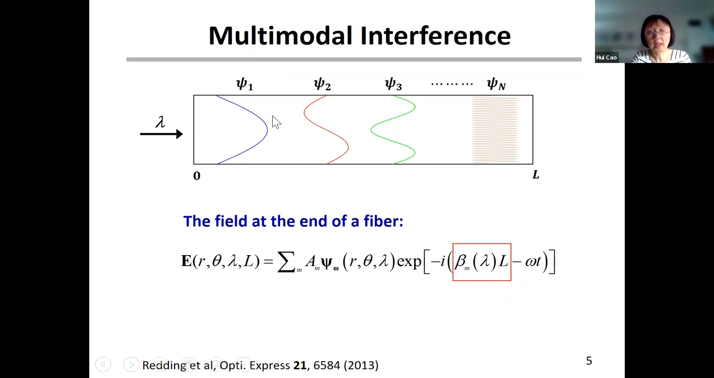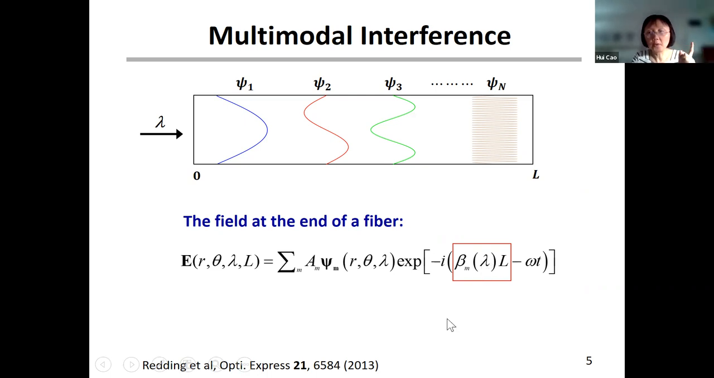So let's consider a multimode fiber. It excites many different guided modes when a frequency is launched in. Each mode has a different propagation constant, which depends on frequency. So when they propagate through the fiber, they acquire different phase delays that depend on the length of the fiber. Different modes acquire different phases. Then at the end of the fiber, we add all the fields from different modes together, and that gives us this spectral pattern.